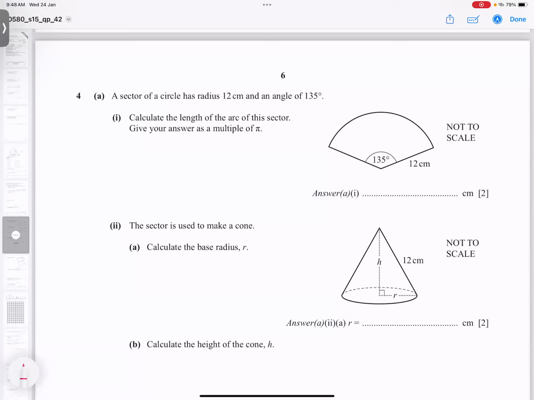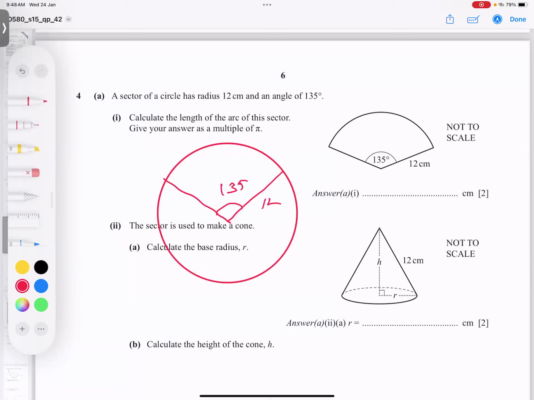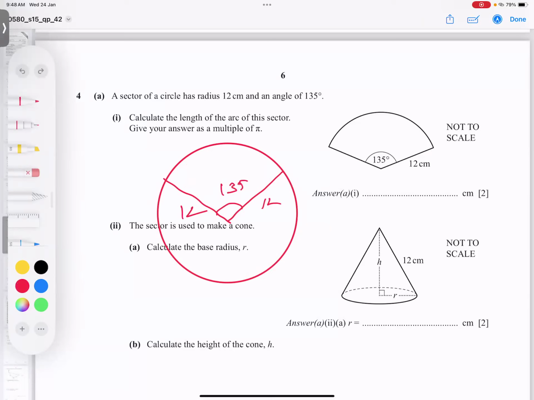So concentrate. First of all, he is asking, this is a circle. A part of a circle is a sector, which he took from here: 135 degrees and 12 radius. So this sector we can see here, right? So I think this part is clear.